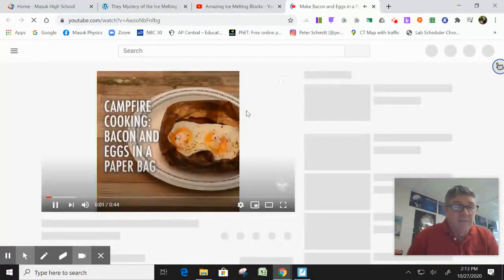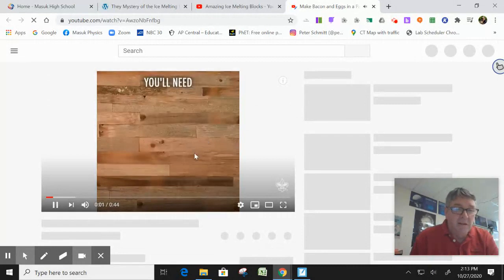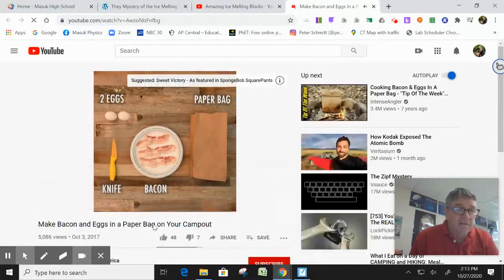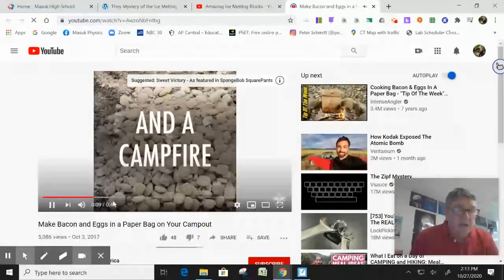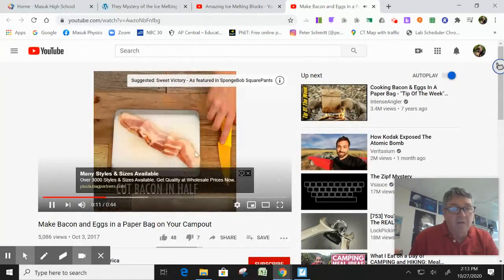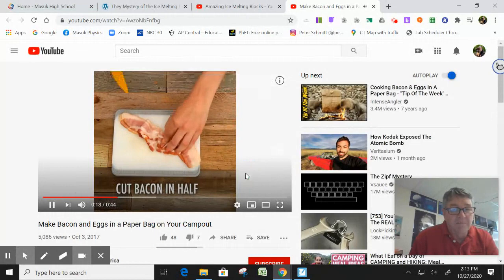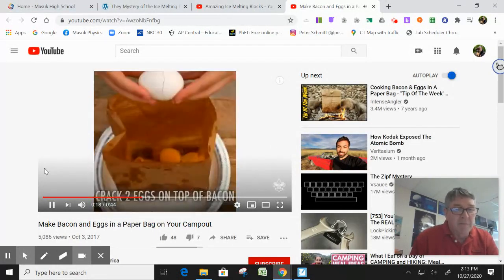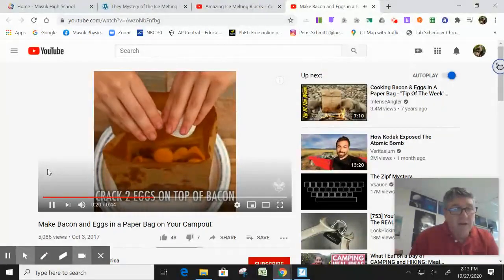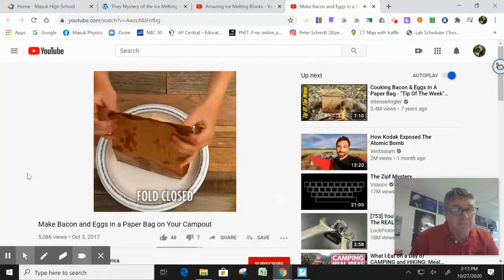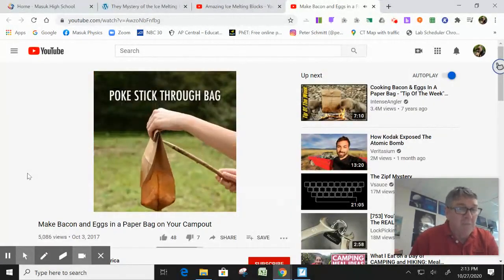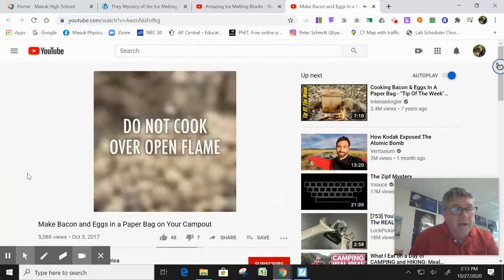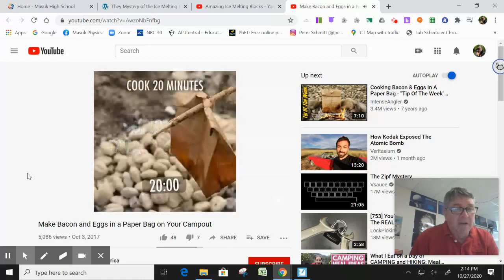Basically, you take a paper bag, you take some bacon, you take a knife, and take some eggs. You cut up the bacon. You have a campfire. You actually can use flame. They say don't use flame, but you put the material into the bag, crack the eggs right into the bag, set it right on the fire. Now they're going to hold it above, but you can put it right on the fire. The bag will not catch fire.